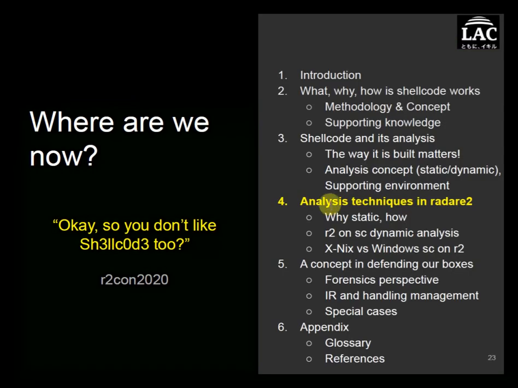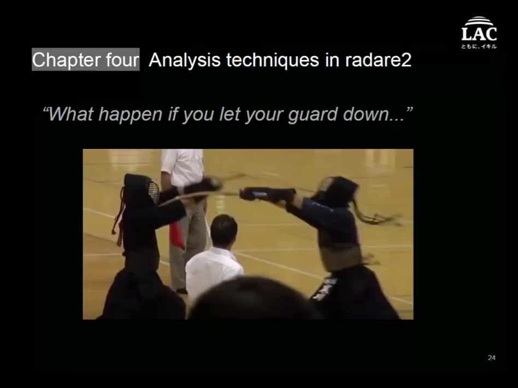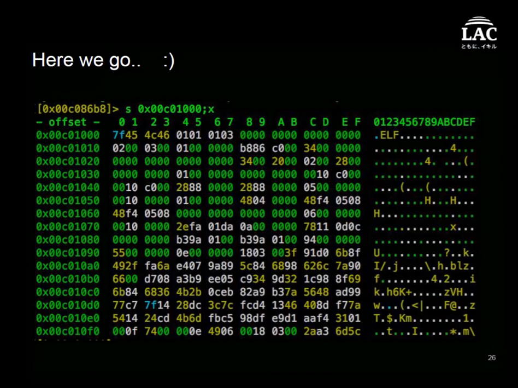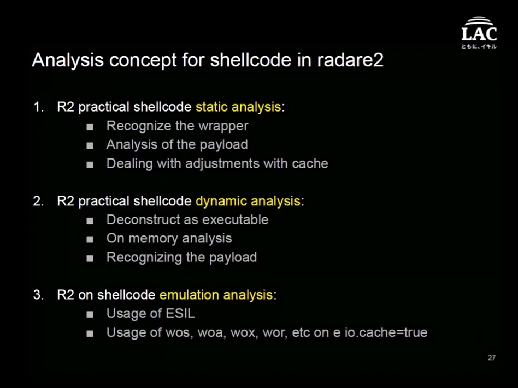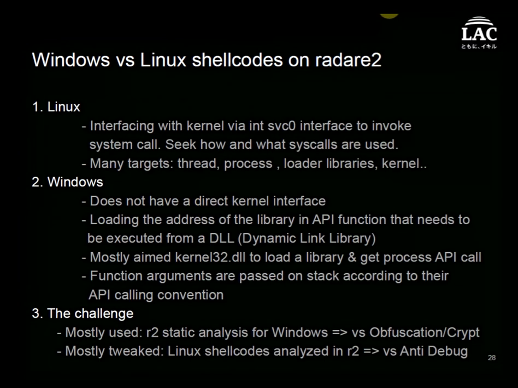Okay, so we are now starting to go with the analysis in radare. Remember, do the stuff that you're good at. So here we go. R2 practical: shellcode static analysis is recognizing the wrapper, using the payload, seeking them, and dealing with adjustments, and dynamic is constructing the executable in memory, analysis, and then recognizing the payload. The emulation analysis is for using ESIL and some of that is very interesting.